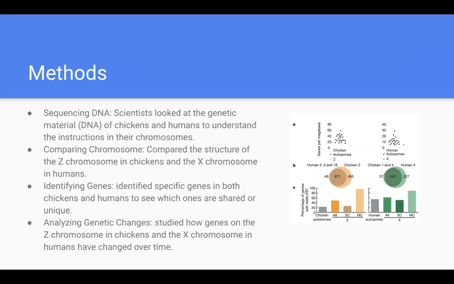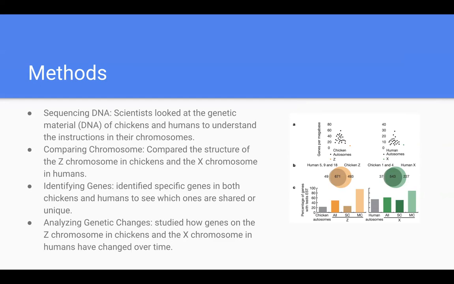Okay, for methods. The publication is focused on understanding the evolutionary similarities between the Z chromosome in chickens and the X chromosome in humans. So, sequencing DNA. Scientists look at the genetic material, DNA, of the chickens and humans to understand the instructions in their chromosomes. This is like reading an entire script of a play to see which character, in this case the gene, is doing what. Comparing chromosomes. Compare the structure of the Z chromosome in chicken and the X chromosome in humans. You can think of this like comparing two blueprints of different buildings to see how similar they are.